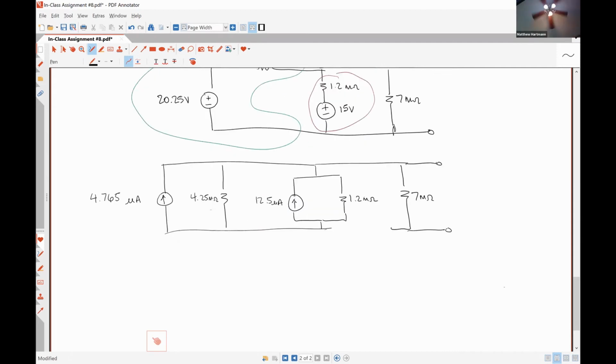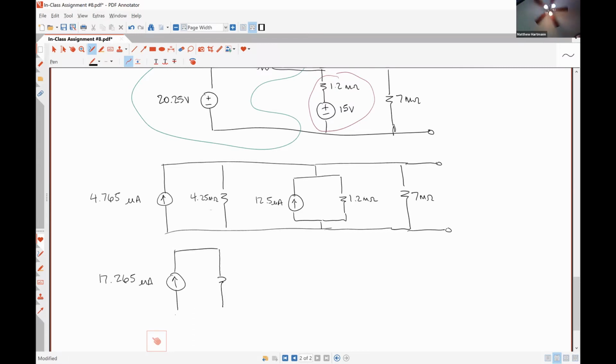All right, so what can I do now? You can combine the current sources? Yes, I can combine the current sources because they are connected in parallel. And I can also combine all three of those resistors, right? So what I'll be left with is 12.5 plus 4.765, 17.265 microamps.